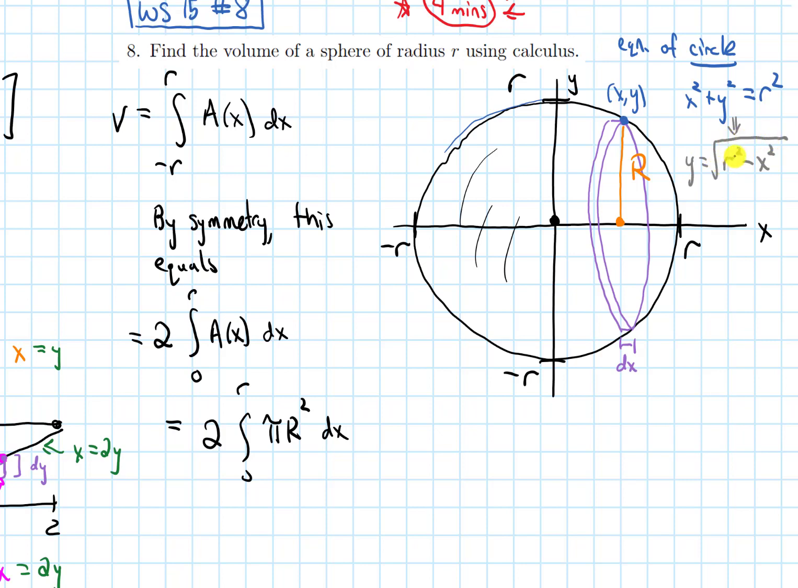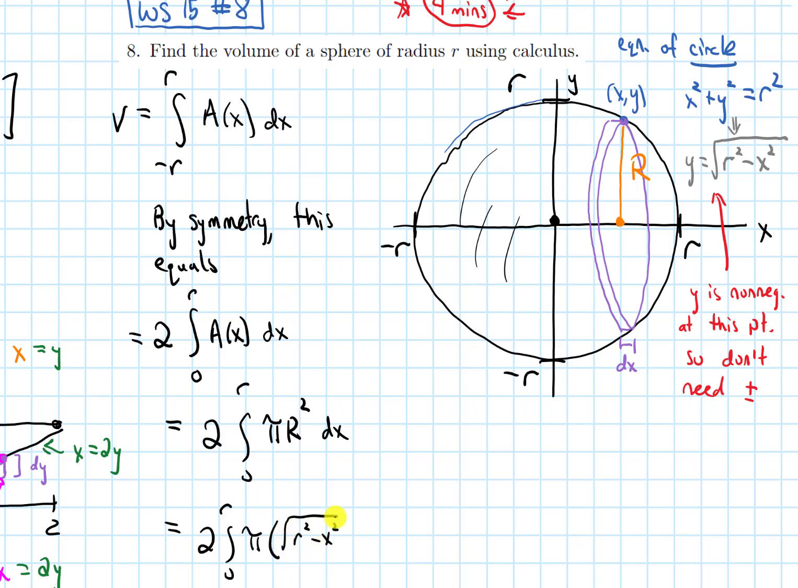We get y equals the square root of r squared minus x squared. Typically when I square root both sides I have to put a plus or minus, but the y value at the point we drew is non-negative, so we don't need the plus or minus. We will just take the positive root. Plugging in, we get 2 times the integral from 0 to r of pi times the square root of little r squared minus x squared, and then I have to square that.